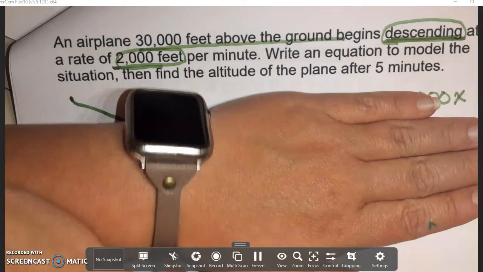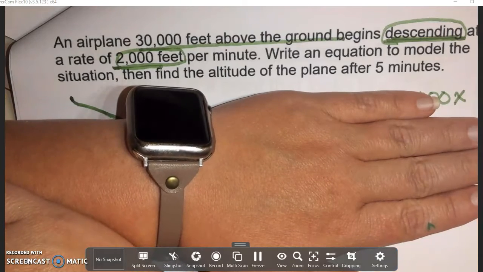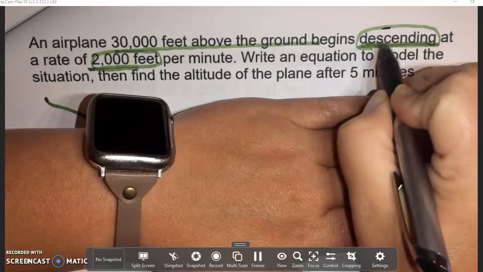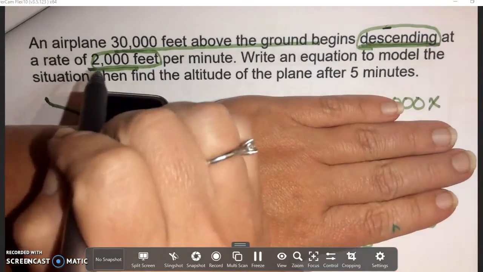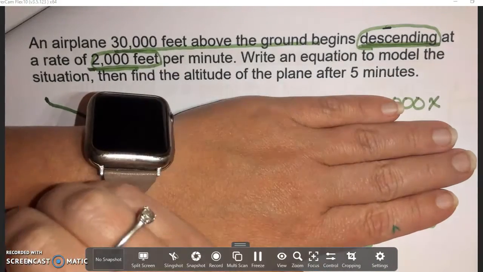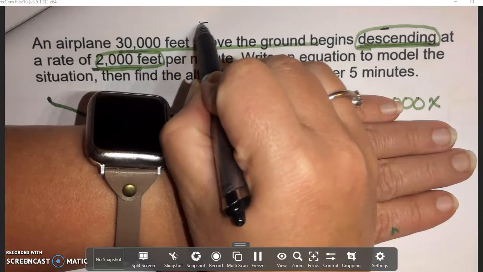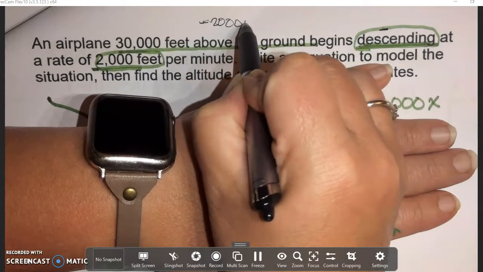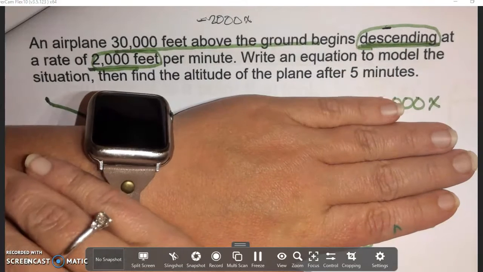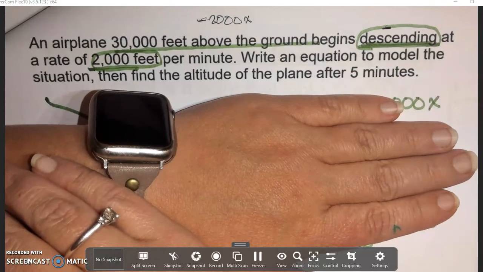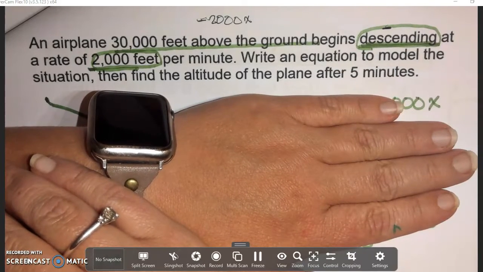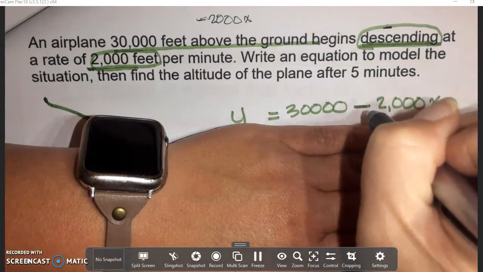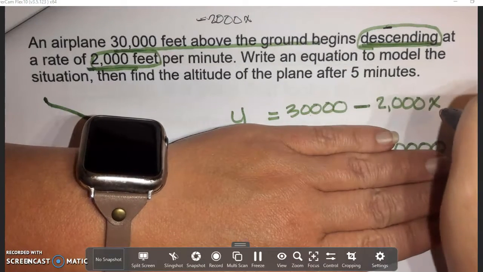Okay. An airplane is 30,000 feet above the ground. It begins descending at a rate of 2,000 feet per minute. Write an equation to model the situation. Find the altitude of the plane after 5 minutes. So, we started at 30,000 and we're going to subtract 2,000 feet per minute.